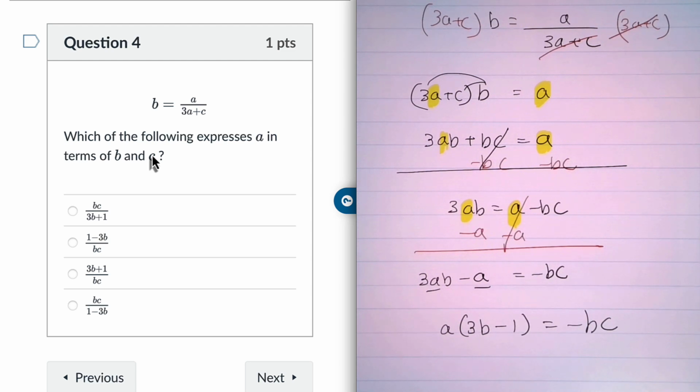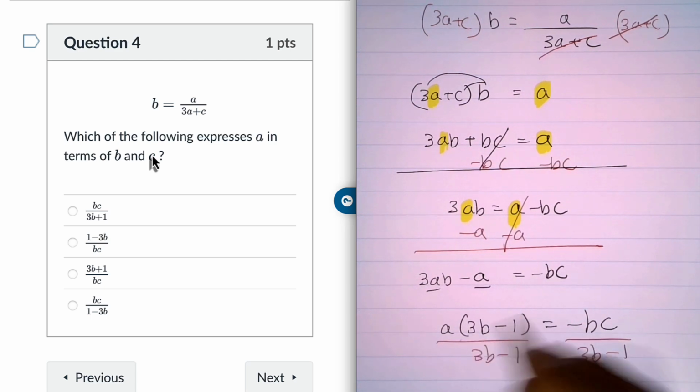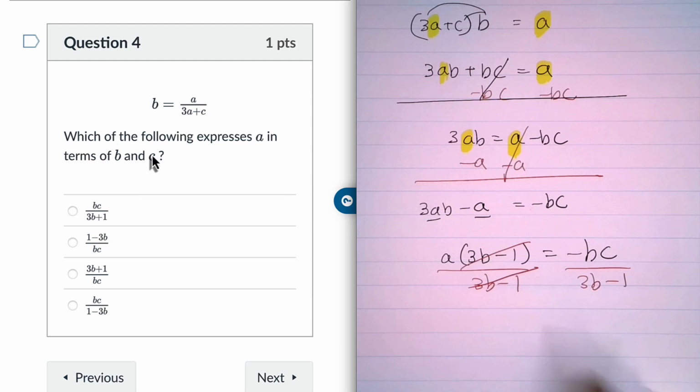Alright, we got this far. We need to find a. Let's divide both sides by 3b minus 1. Now we have our desired answer. But if you look at the answer choices, I'm not seeing any negative bc. Instead, all the bc's between choice A and B are positive. Even choice B and C has positive bc.